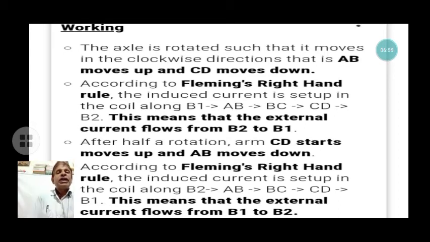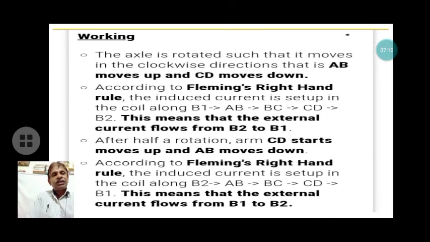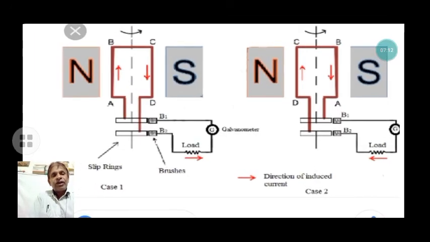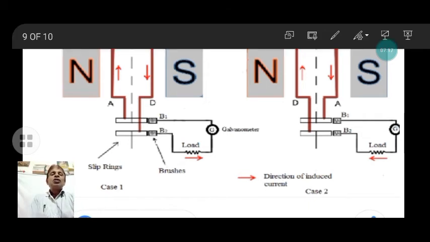The axle is rotated such that it moves in the clockwise direction. AB moves up and CD moves down. When it rotates, the AB end moves in the upward direction, and the CD end of the coil moves in the downward direction due to the mechanical movement of the axle.